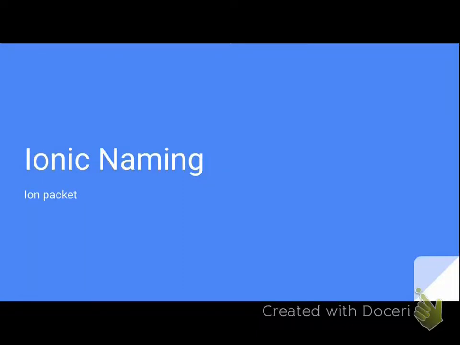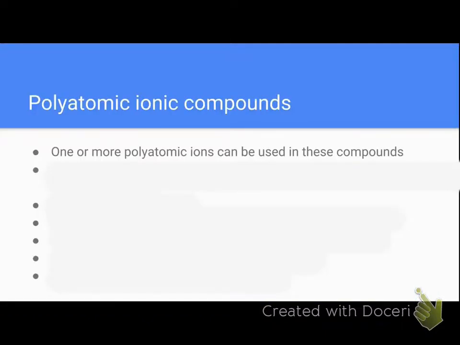With this lecture, we're going to continue our journey through ionic naming, and we're going to do polyatomic ions. So make sure that you have that ion packet out, because we are going to be going through the polys, just to make sure that you're writing them correctly and naming them correctly. So, polyatomic ionic compounds. With these, you're going to see one or more polyatomic ions used in the compound.